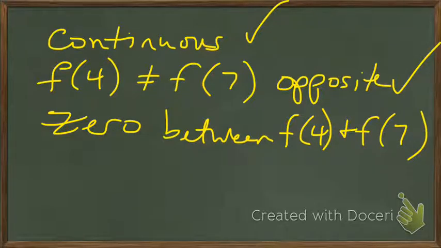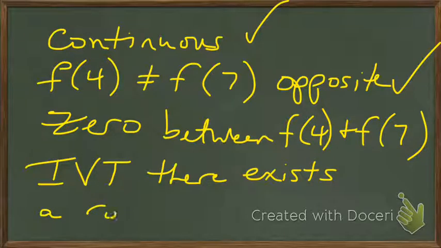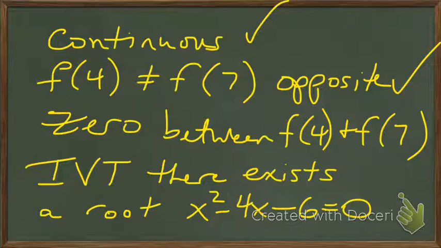Well, that's it. By the intermediate value theorem, there does exist a root. Somewhere in here, that given function, there would be a constant. There would be a value of x where this function would be 0. So we're done.